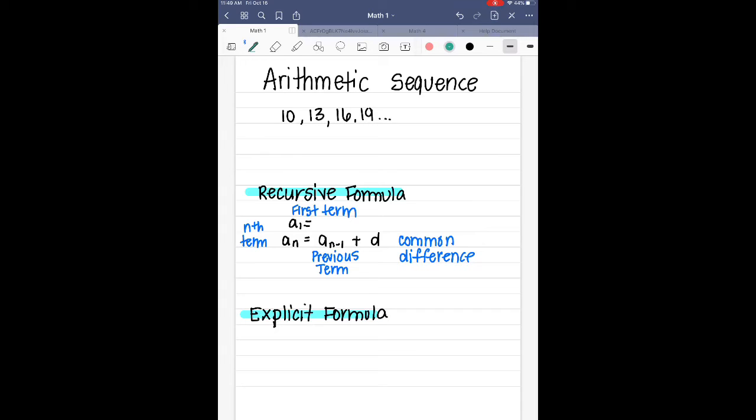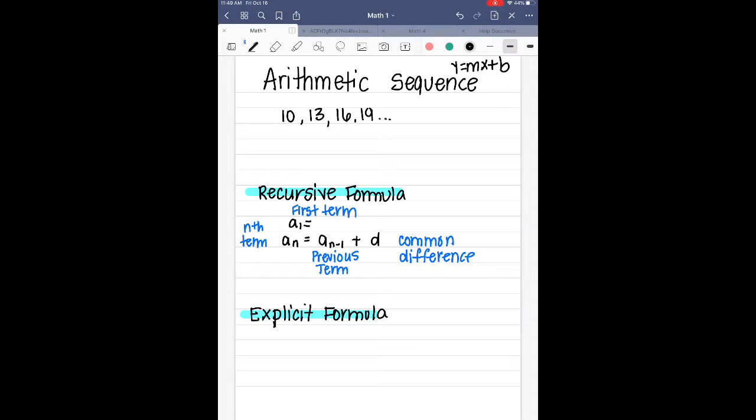Right, so an arithmetic sequence is really just a linear sequence. When we talk about linear, we need to think back to y equals mx plus b. We know we have a slope, which is our repeating value, and we have the y-intercept, which is the initial value.